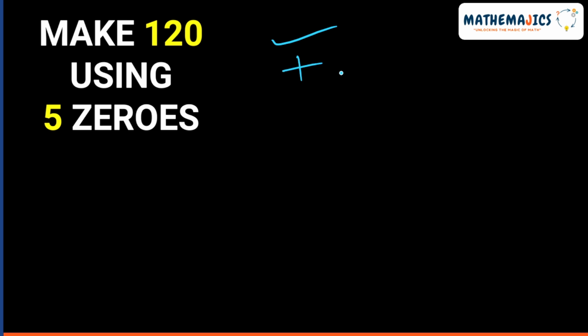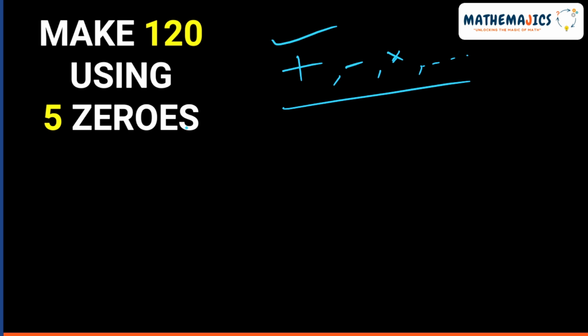Mathematical operations like plus, minus, multiply. There are so many mathematical operations we can use. Okay, even trigonometry is possible. We can use trigonometry as well. Now we can use any mathematical operation to make 120 using 5 zeros.